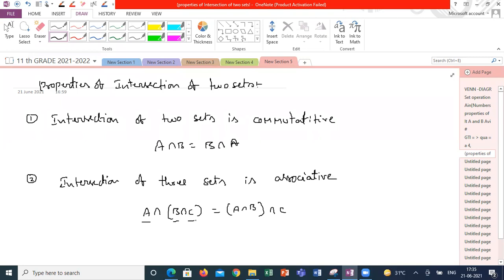Even I can write like this, guys: A intersection C is intersecting with B. Is this also right? Yes, sir. So, the third one.